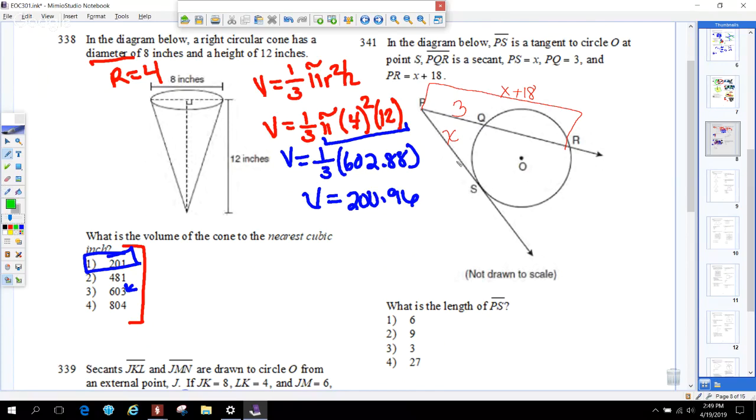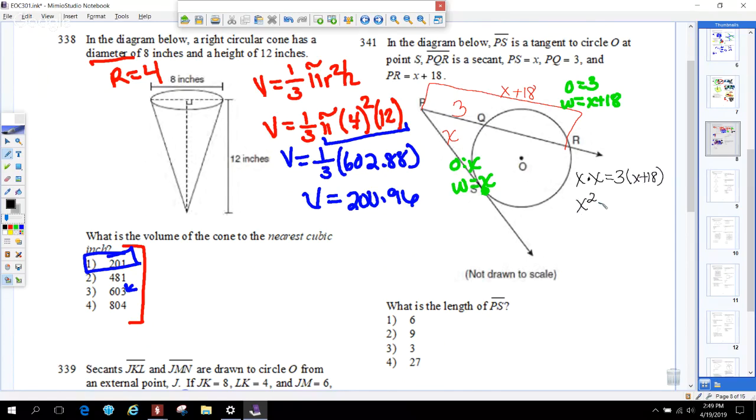However, here for the tangent, our outside is X, but our whole thing is also X because we only care about it touching the circle. So we have X and X. Here, our outside piece was 3, and they were generous to give us our whole piece to begin with, which was X plus 18. Now we can just do the math. We're going to have X times X equals 3 times X plus 18.